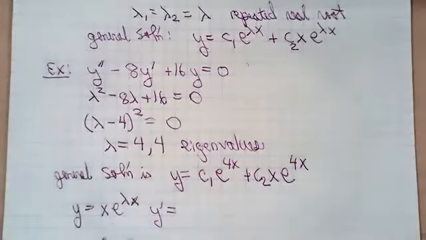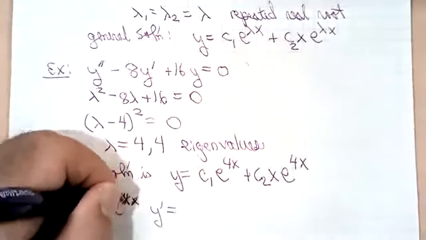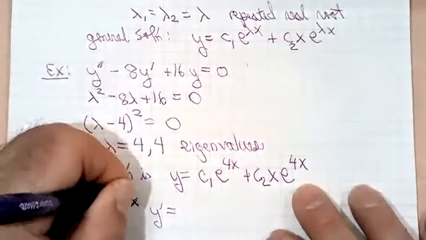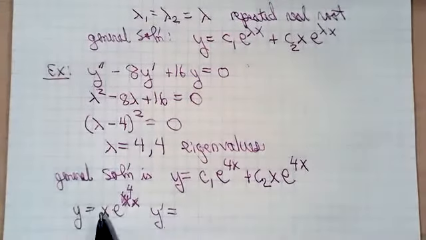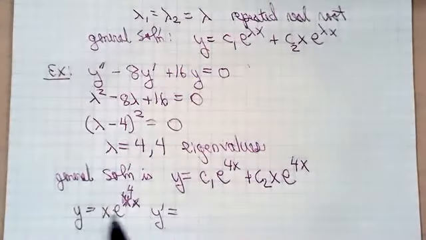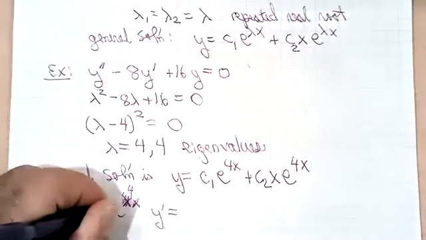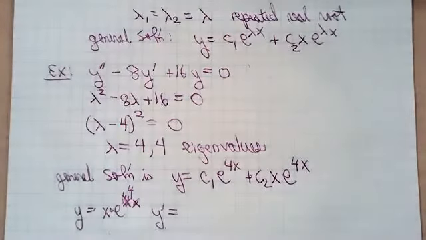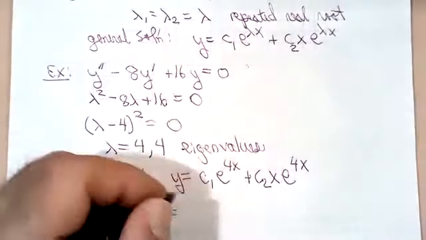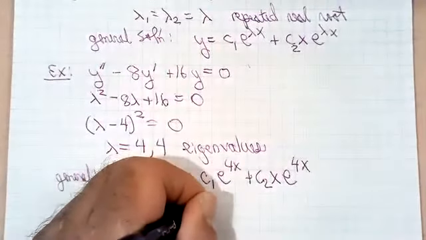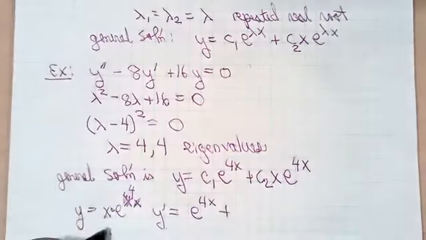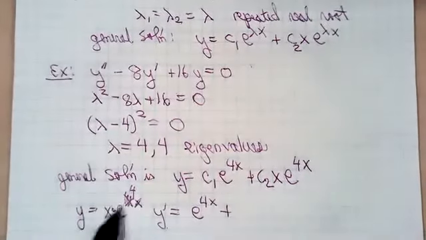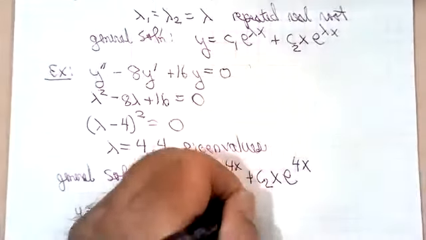Okay, if I take the, oh, I don't want to say lambda here. We've got a particular lambda in mind. It's 4. So if I take the derivative of x e to the 4x, I have to use a product rule because I have two functions multiplied together. When I take the derivative of x, I get 1, so 1 e to the 4x. And then if I take the derivative of e to the 4x, I get 4 e to the 4x.